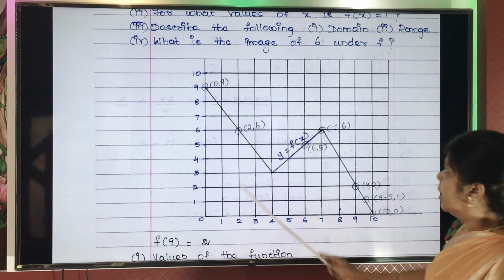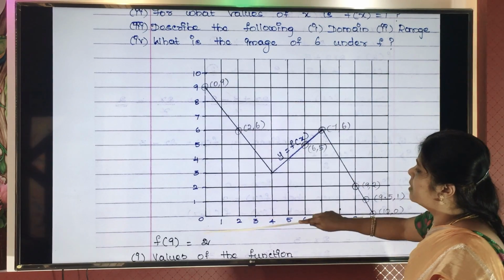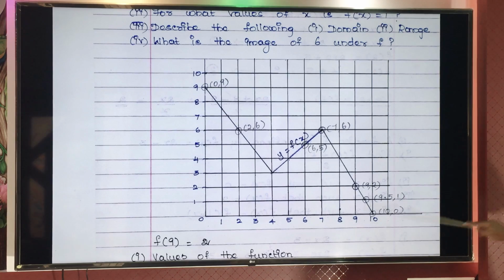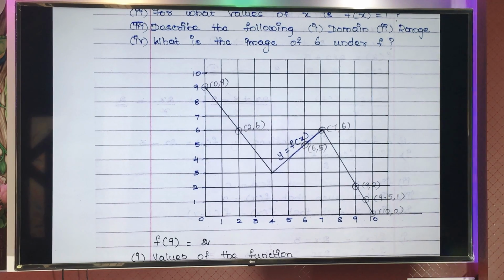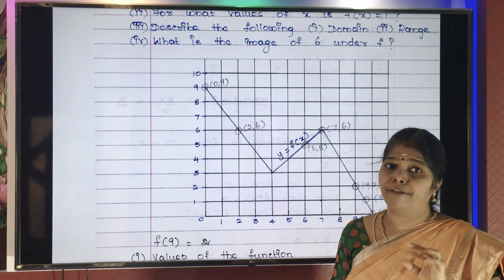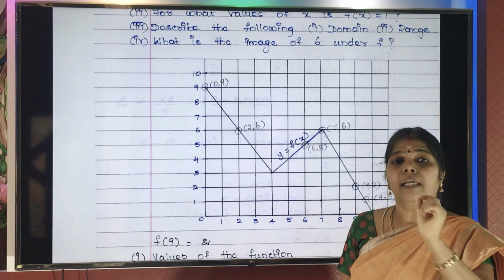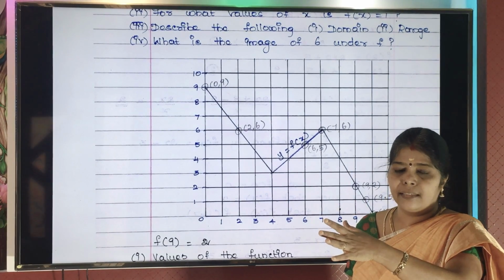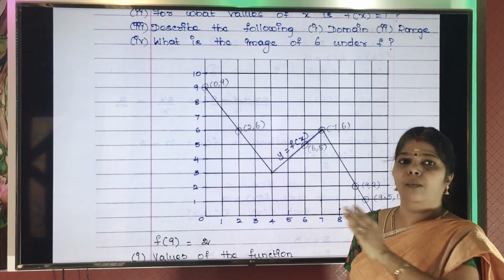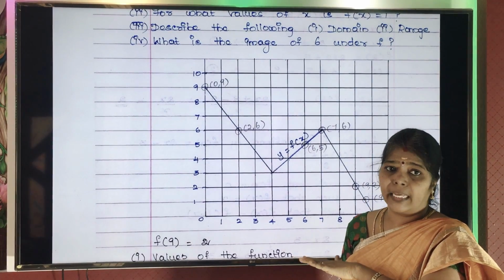So this is the horizontal axis and the vertical axis. I have taken numbers 0, 1, 2, 3 up to 10 in both the axes. They have told f of 9 equal to 2. It is like telling f of a equal to b. So f of a means the element in the first set, equal to b means b is the element in the second set. So here f of 9 equal to 2 means 9 will belong to the first set and 2 will belong to second set.